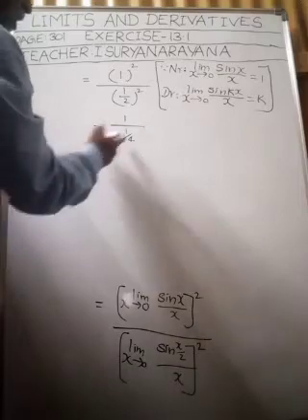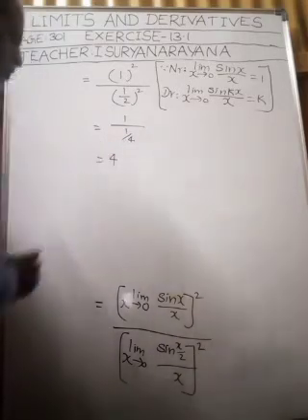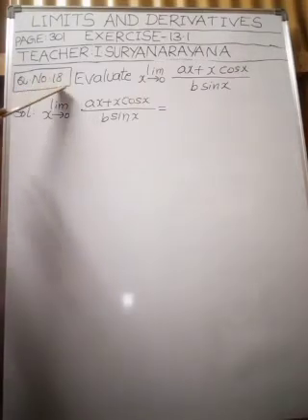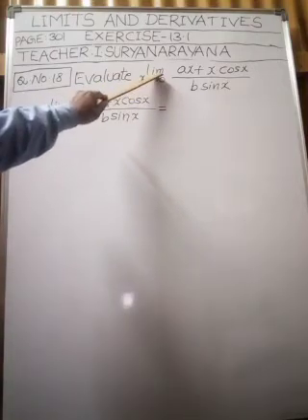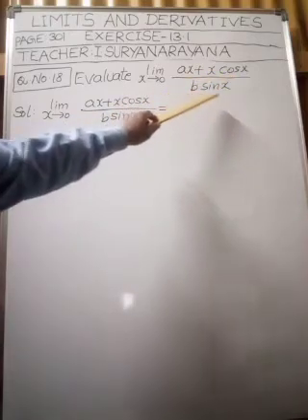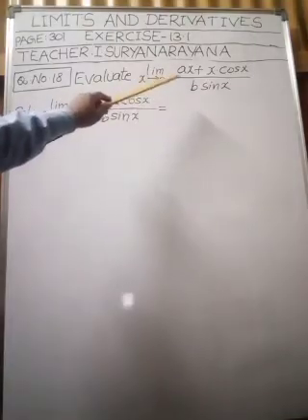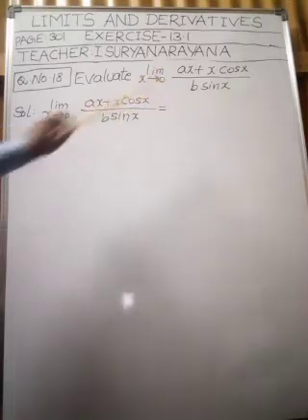Right. Then what you will get if you take the 1 by 4 to the numerator: 4. So this is the limit of the given function as x tends to 0. Understood, my dear children? Right. Now come to the next question, question number 18. Evaluate, as x tends to 0, limit of (ax plus x cos x) whole divided by b sin x. Okay, my dear children, understood the question? We have to find the limit of this function as x is approaching 0.